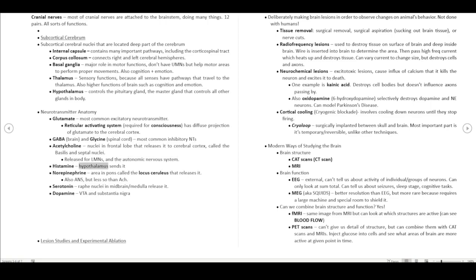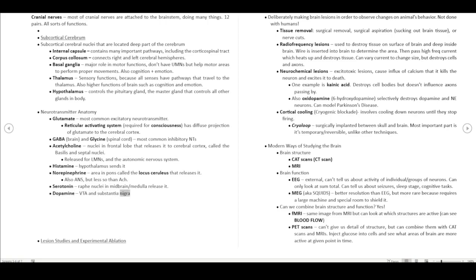Histamine, the hypothalamus sends it. Norepinephrine: an area in the pons called the locus ceruleus releases it. Also ANS, but less so than ACh. Serotonin: raphe nuclei in the midbrain and medulla release it. Dopamine: VTA and substantia nigra.